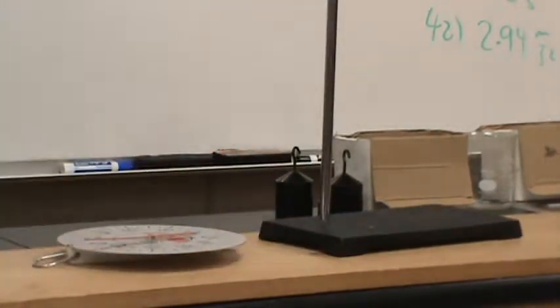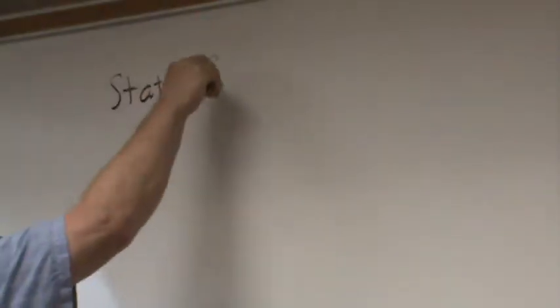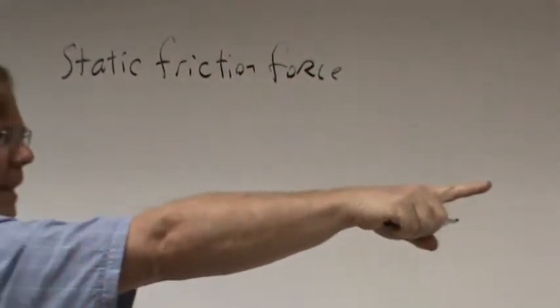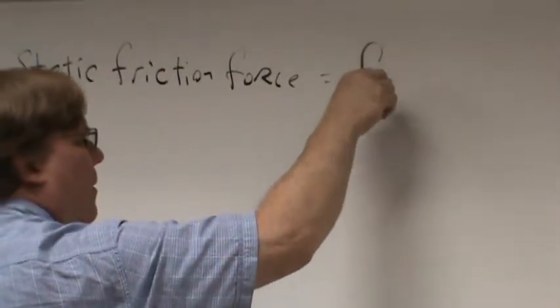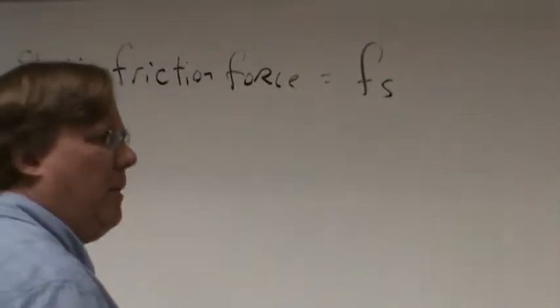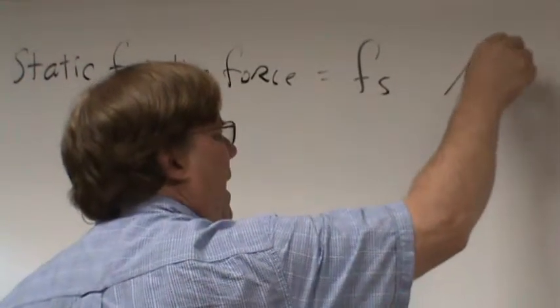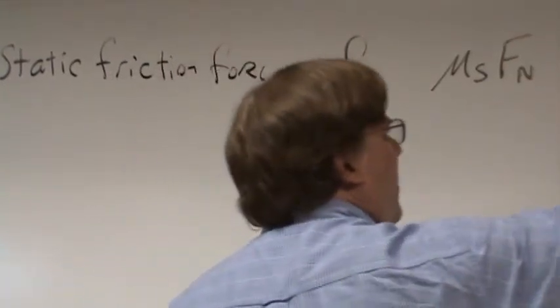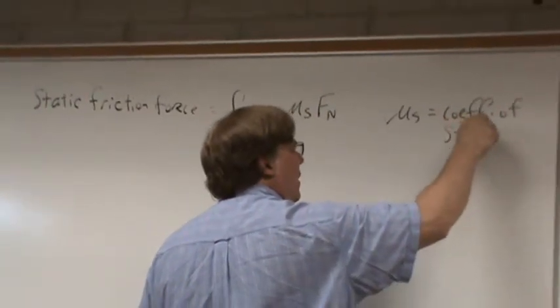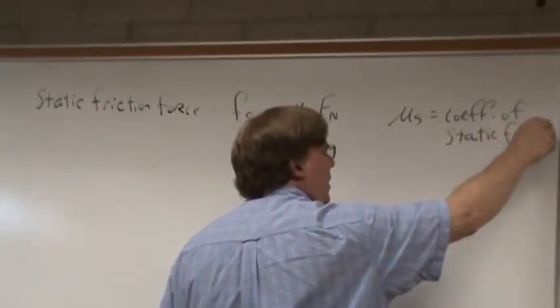So our formula for static friction ends up being as follows. Static friction force. It's still going to follow that equation, but I'm going to call it F sub S to tell the world, hey, this is static friction force. And it's going to be mu sub S, F sub n, where mu sub S equals the coefficient of static friction, which gets its own number, separate and distinct from the coefficient of kinetic friction.